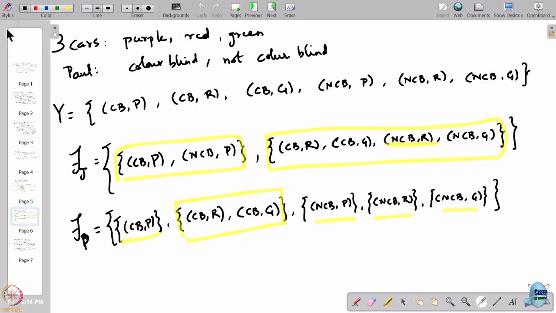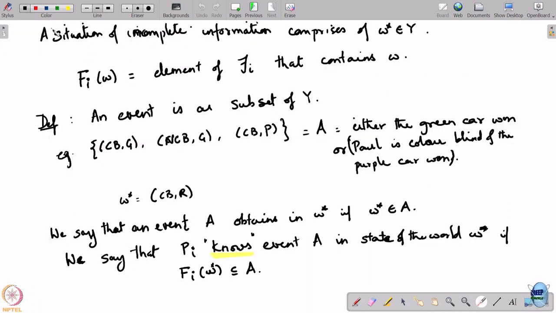We then went from there to what it meant for a player to know about something. First, what is that something that a player needs to know? That something is what we call an event. An event is simply a subset of Omega. When we are talking of knowing things, we are talking of knowing about events. So an event is a collection of the states of the world, and you know an event if you know for sure that at least one of them has occurred.